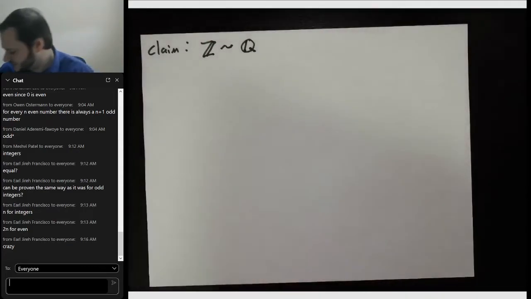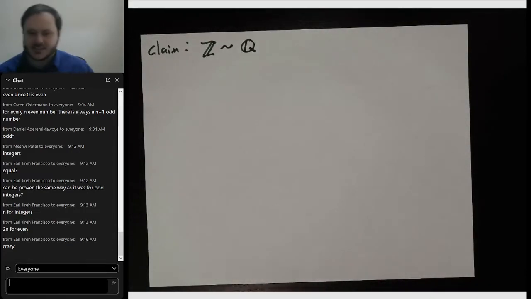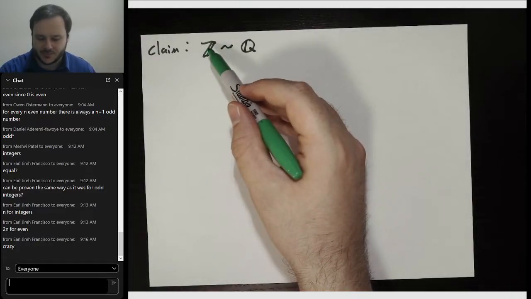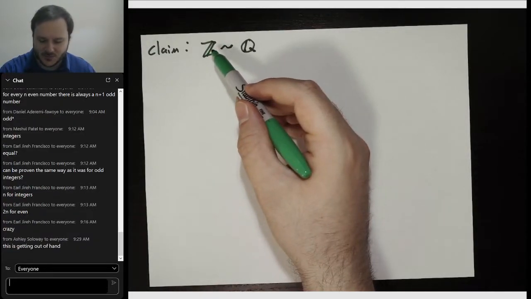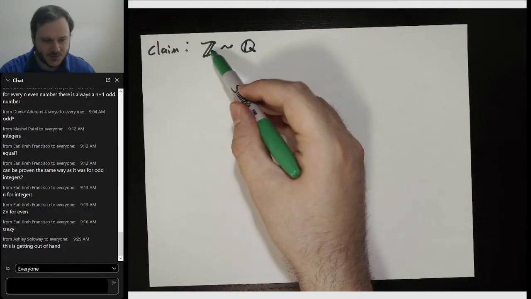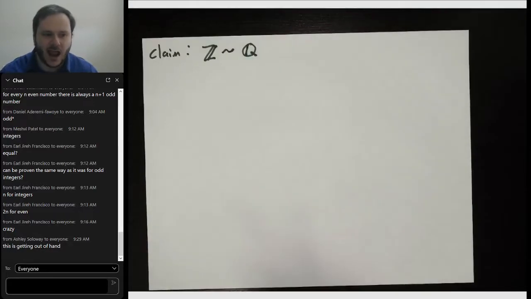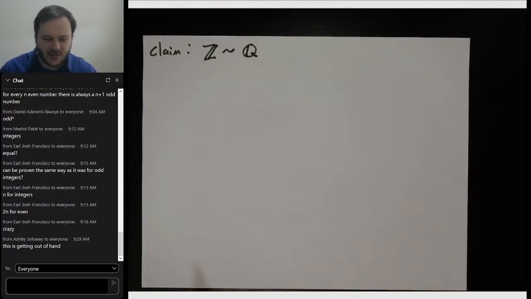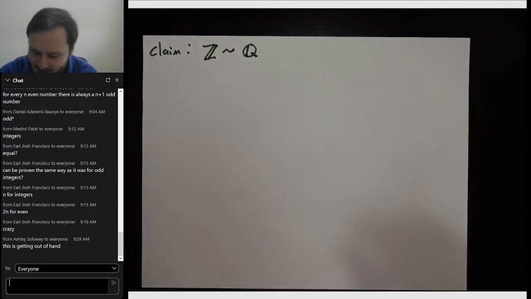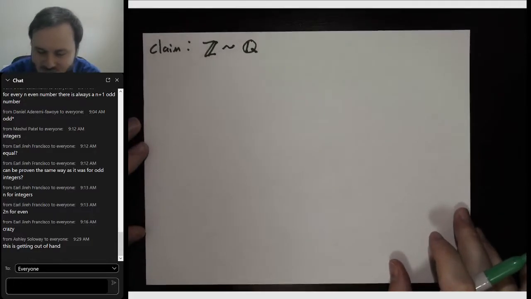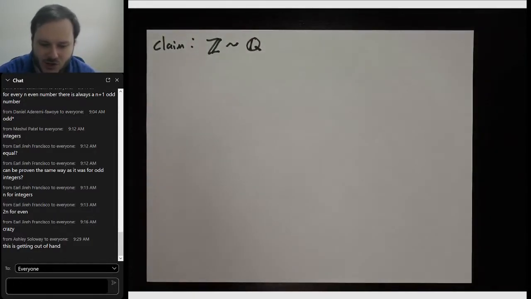Just want to pause for a second on what this claim is. This is claiming 0, 1, -1, -2, 2, whole numbers. There's the same number of them as there are fractions. 1 over 7, 412 over 819 billion. Those I'm claiming are the same. This is getting out of hand, I agree. This one's a little bit harder to show with a picture.